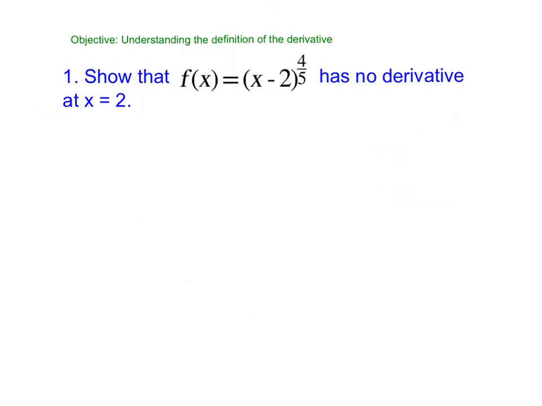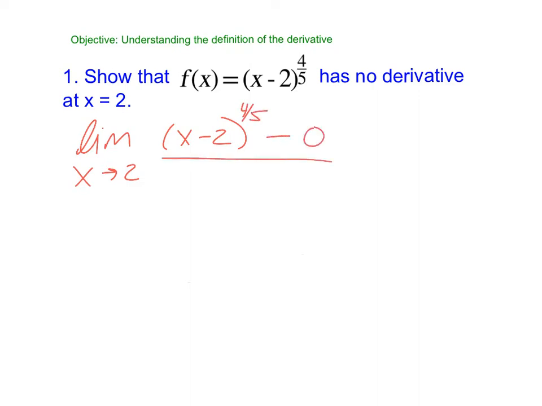All right, show that f of x equals the fifth root of x minus 2 has no derivative at x equals 2. So if we go through and try to find the limit, let's find the derivative. My pen's not working. So we're at a point, so we're going to do the limit as x approaches 2 of f of x minus f of 2, which is 0, over x minus 2. Okay, so I'm going to erase the 0 because we don't need that. All right, now what can I do to simplify here?